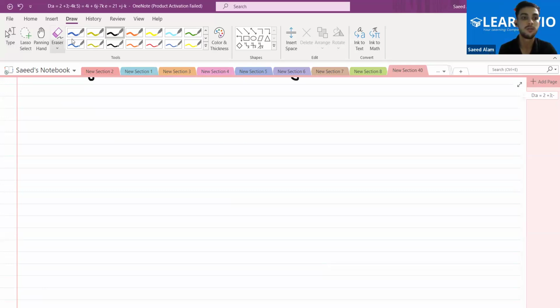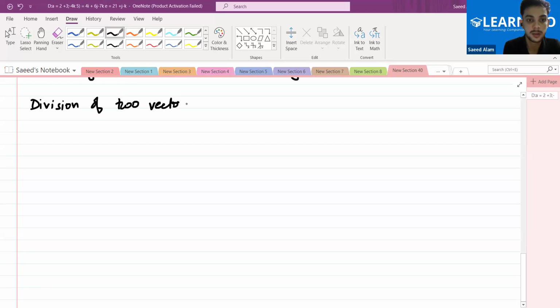Okay, now this time we are going to do the division of the vector. What is it? Division of two vectors. So previously the vectors were given to me, and based on that I was finding out the sum of the two vectors or the subtraction of the two vectors. Yes or no?